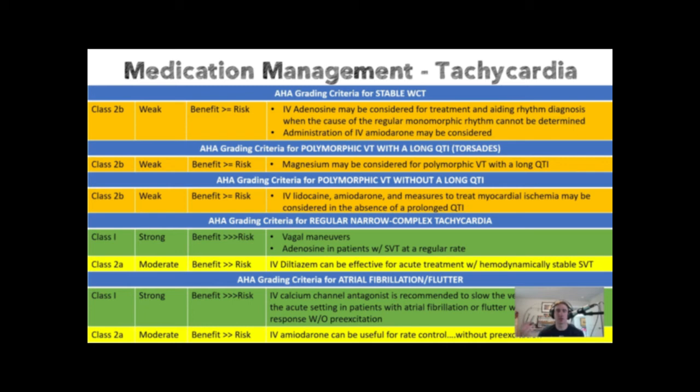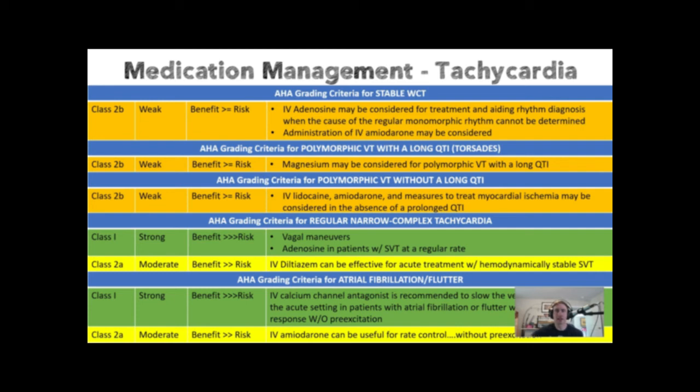Okay, let's try adenosine. They're a little younger. Let's give adenosine a go. But if it converts with adenosine, that doesn't mean that it wasn't VTAC, because again, there are some forms of VTAC that will convert with adenosine, and generally those patients are younger. They're more stable. I think I've gone through that enough.